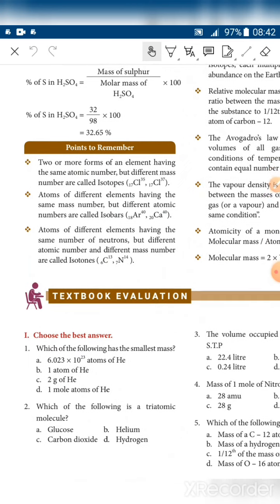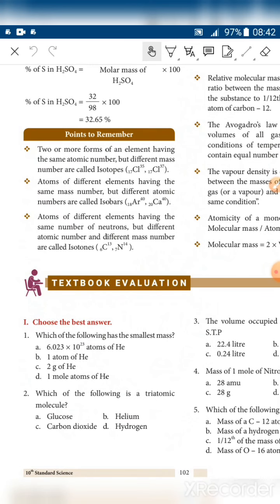And similarly, what is called an isobar: atoms of different elements with the same mass number and different atomic number. Here different elements are given, argon and calcium, and their mass numbers are the same, 40, and atomic numbers are different, 18 and 20. So these elements are termed isobars.